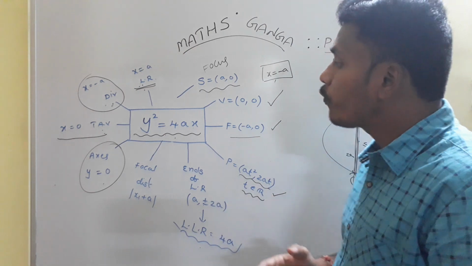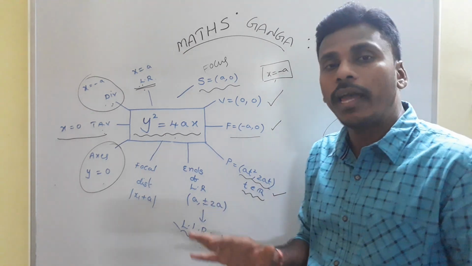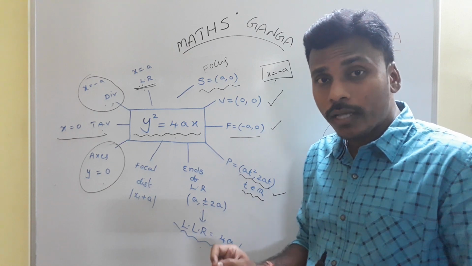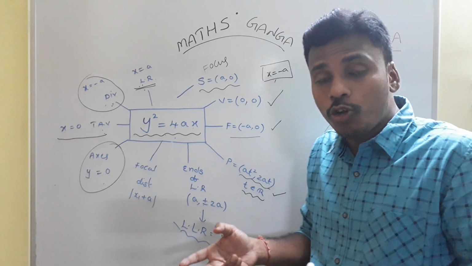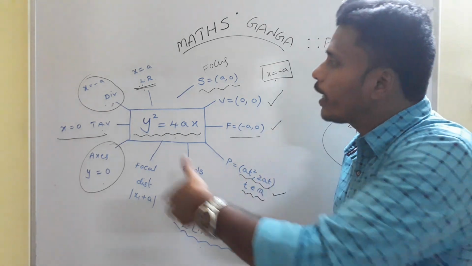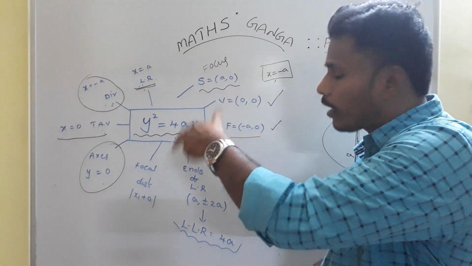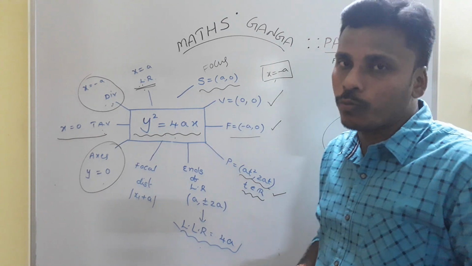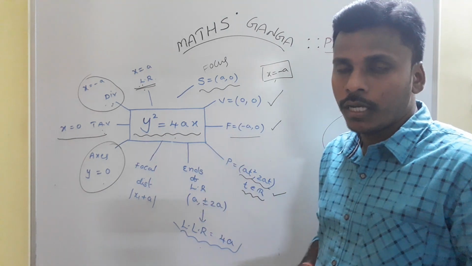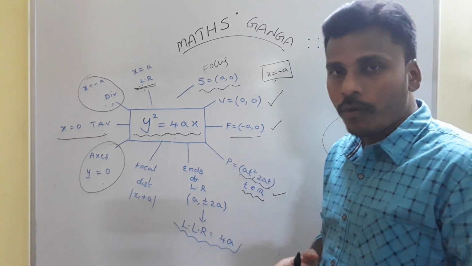Okay, and for example, if your equation is y square equals minus 4x, and the value of a is minus 1, you just plug in minus 1 in the place of a. Then again you will get all these terms related to the parabola y square equals minus 4x. And we will answer the corresponding questions related to that one. Okay, so this is the standard form of the parabola.